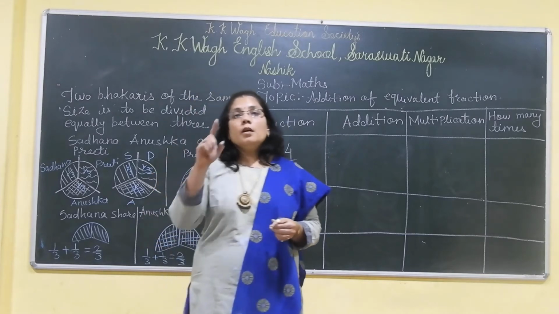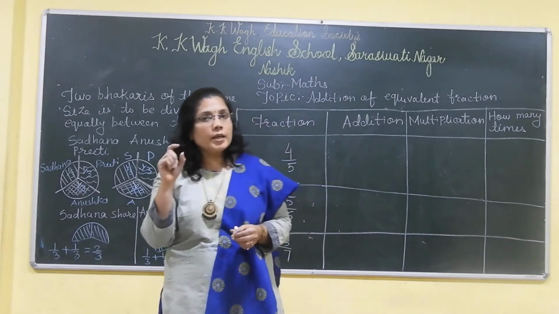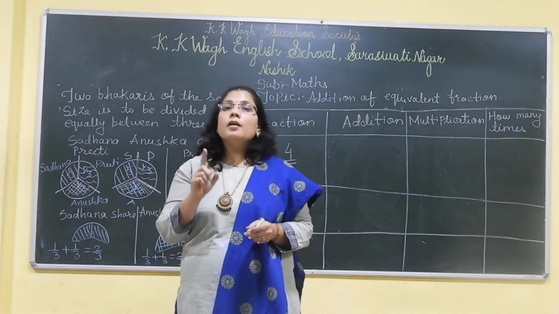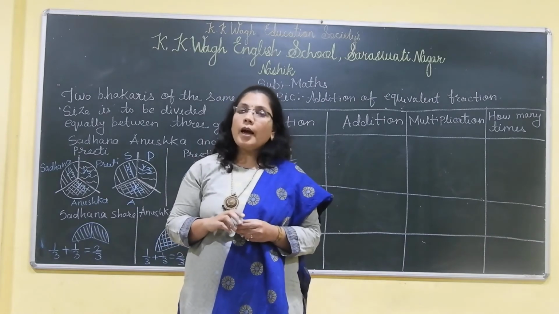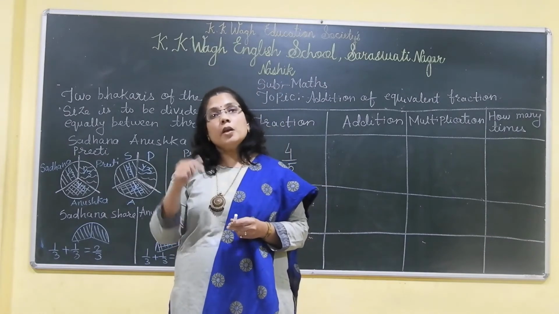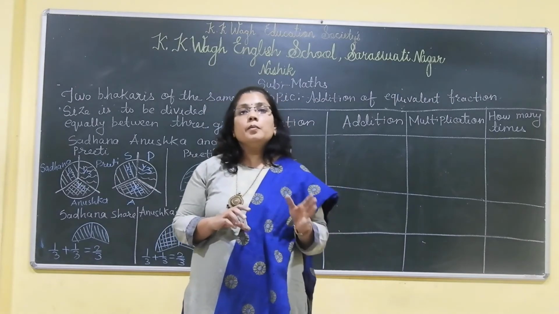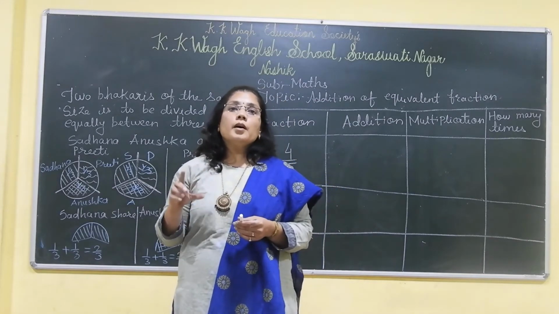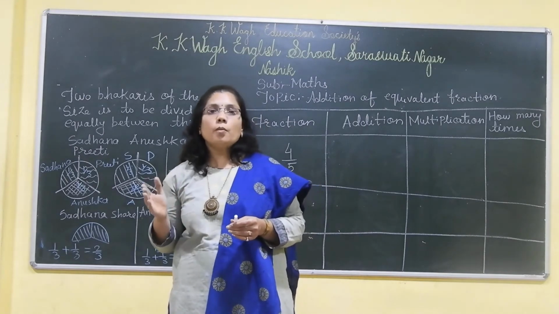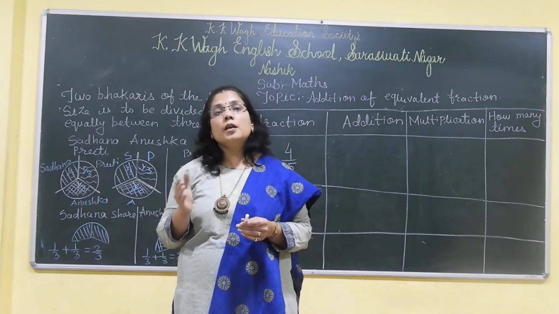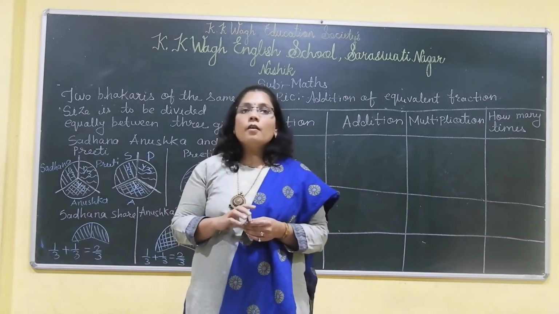the line which is between 1 and 2 shows that it is a fractional number. The number above the line is called the numerator, and the number below the line is called the denominator. Equivalent fractions means we have to add numbers with the same denominators; fractions having the same denominators are called equivalent fractions.